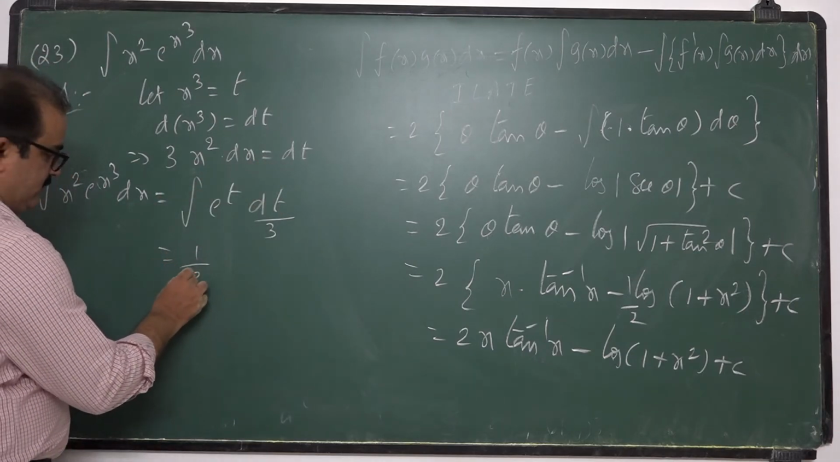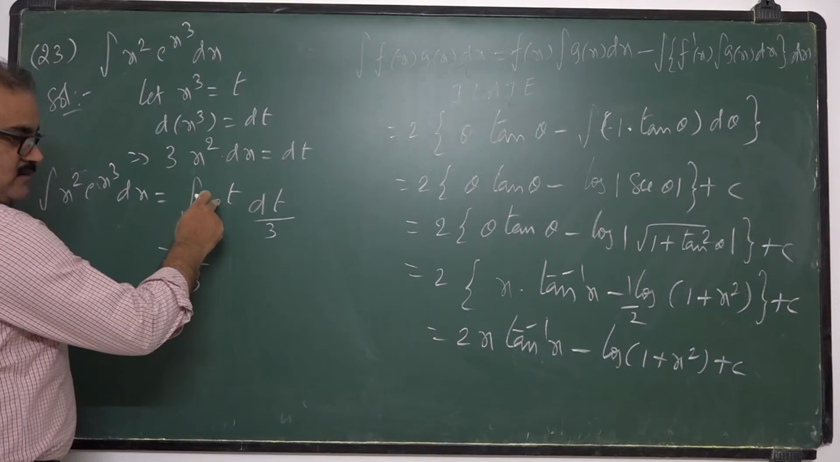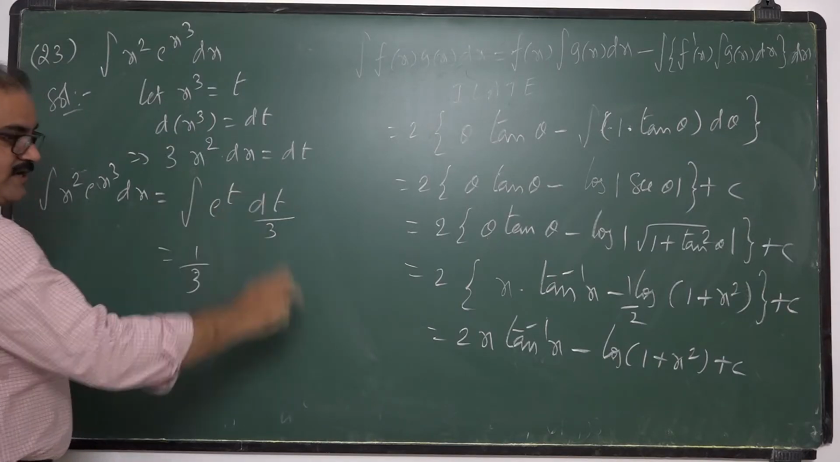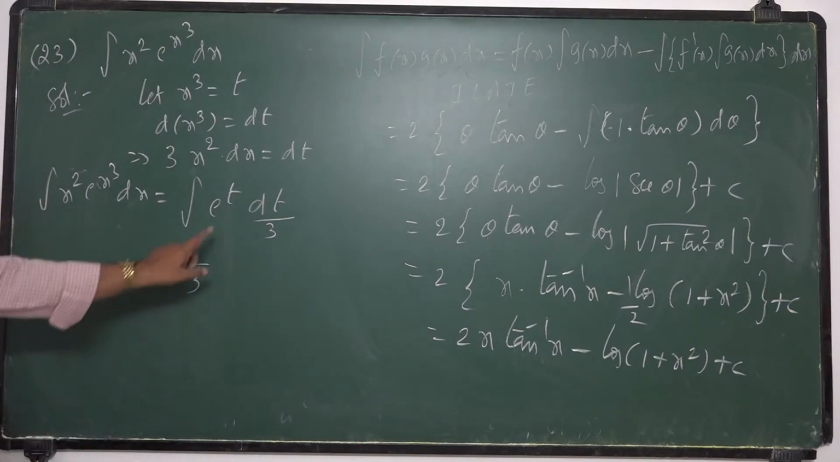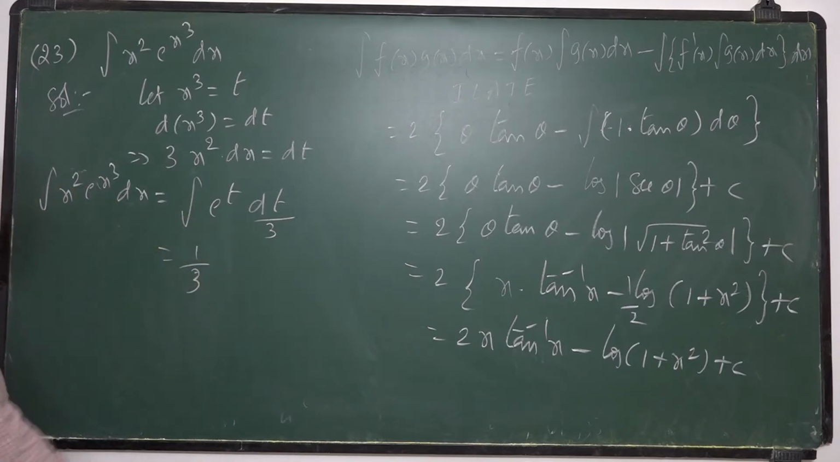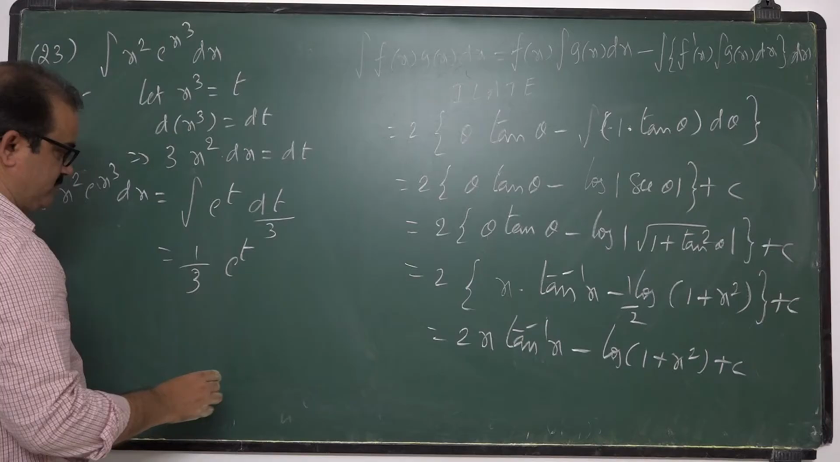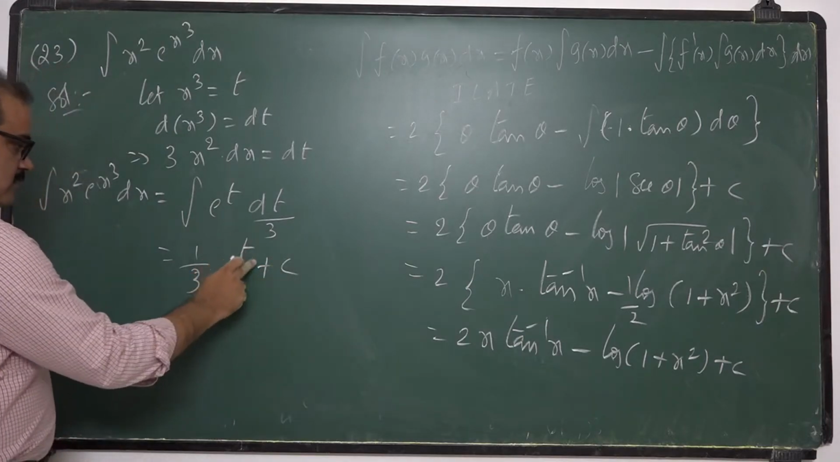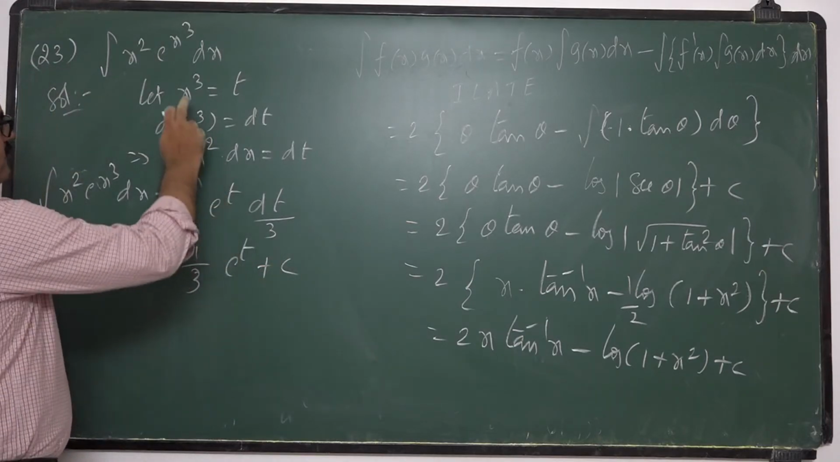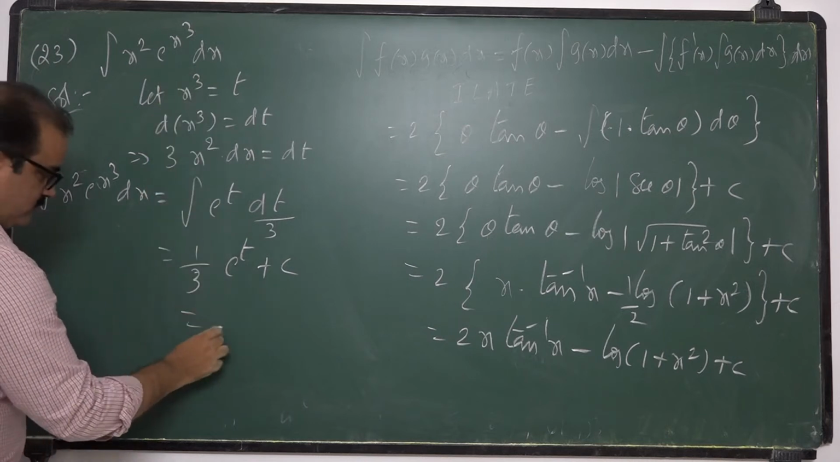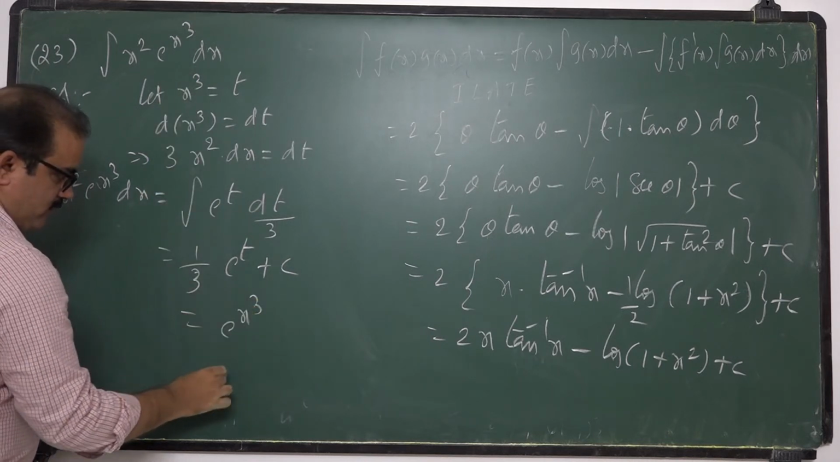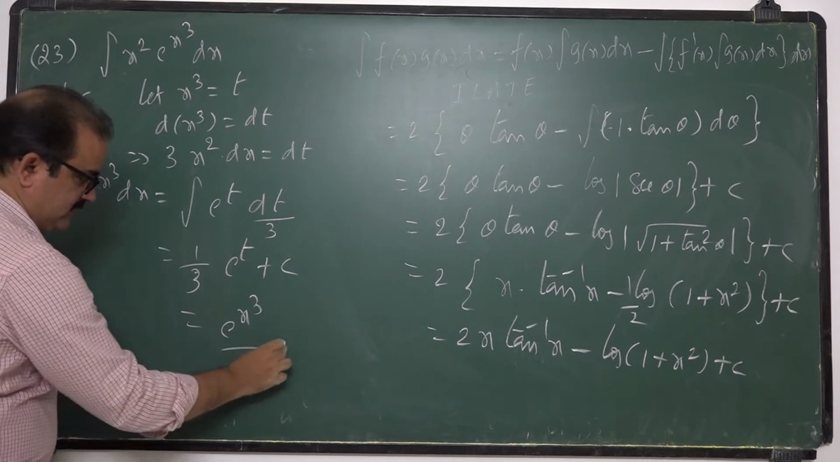1 by 3 into integral, it is in the form of integral e power x into dx. Its integration is e power x. Here integral e power t dt is e power t plus c. But what is t? From our assumption, x cube. So e power x cube by 3 plus c.